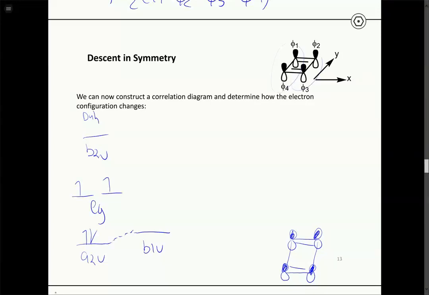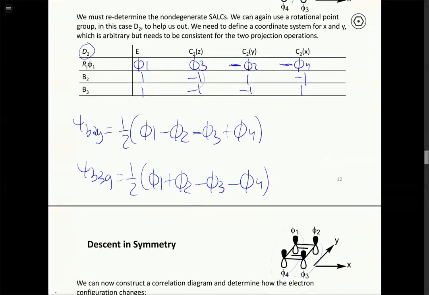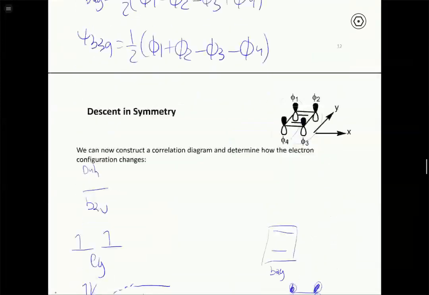For the EG SALCs, they split, as we said, into a B3G and a B2G. Now the question becomes which one is lower and which one is higher in energy. And for that we have to use a little intuition. So the B2G SALC that we just determined is going to be 1 minus 2 minus 3 plus 4.